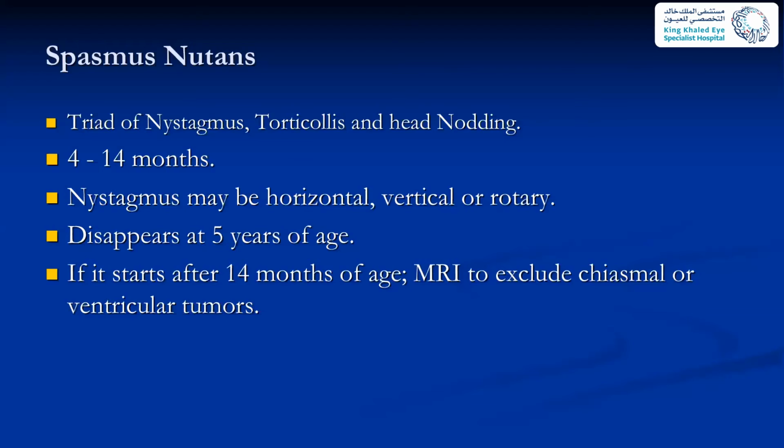If it started after 14 months of age, MRI should be done to exclude chiasmal or ventricular tumor. Usually for myself, if I have a Spasmus Nutans, even if it was before 14 months of age, I will be more satisfied to have imaged him to be sure that this patient does not have an intracranial tumor, especially since sometimes parents are not sure when it started.